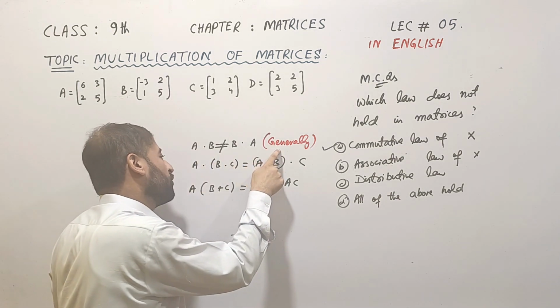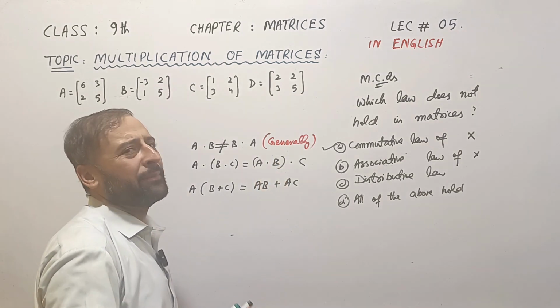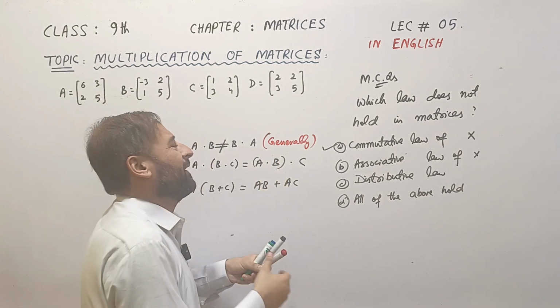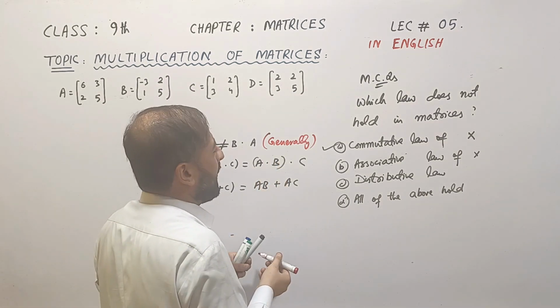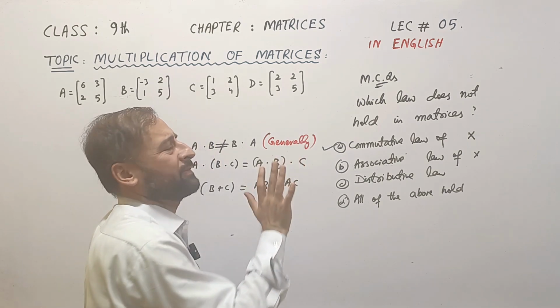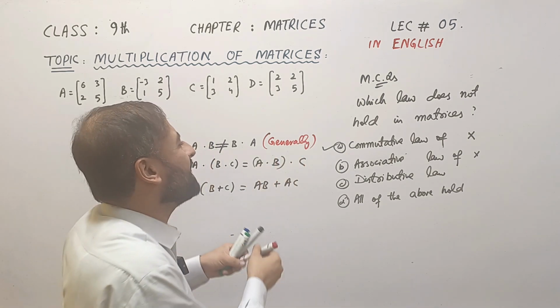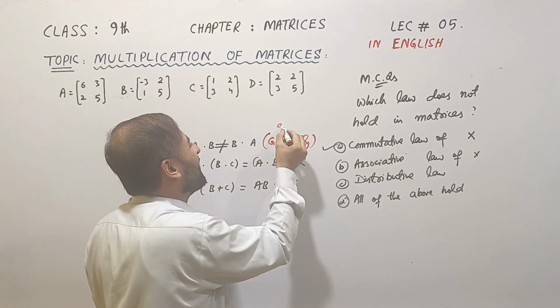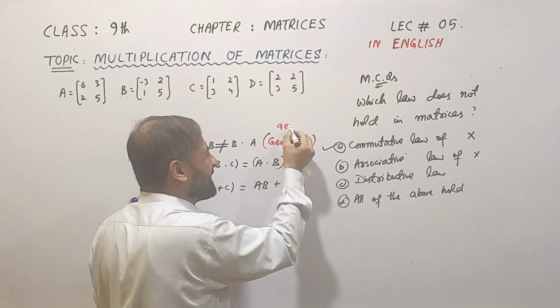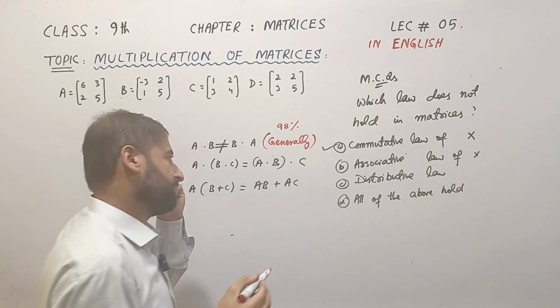AB is not equal to BA generally. Generally means in majority cases, like you say for your simplification. Otherwise, if you are experienced, no need to explain this. But generally means, like you can say, in 98% of cases, they will not be equal.